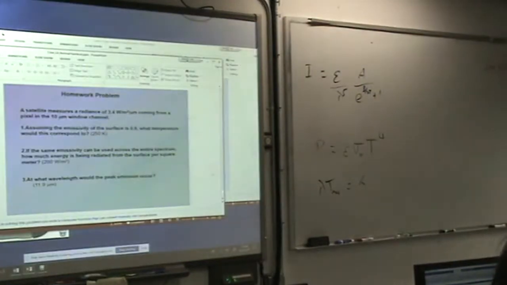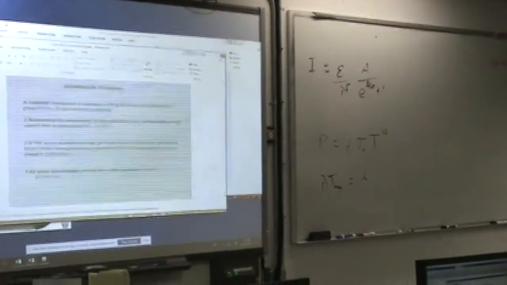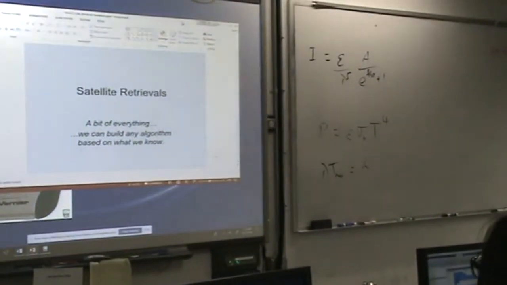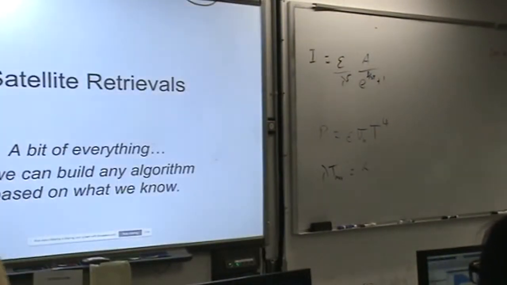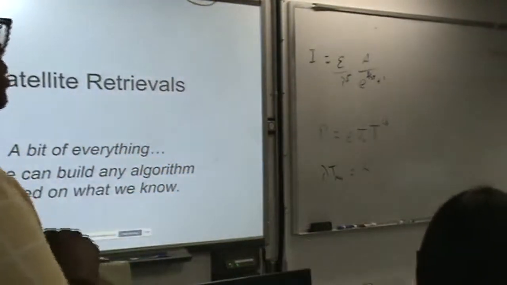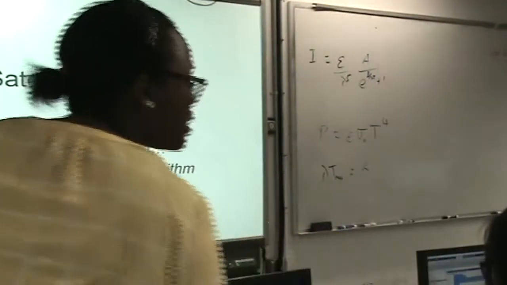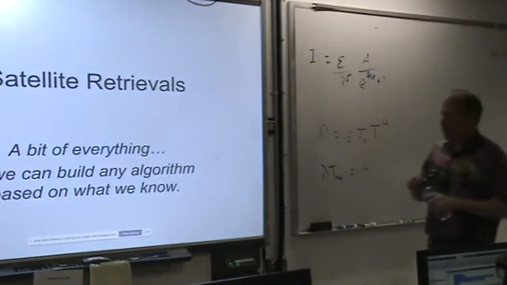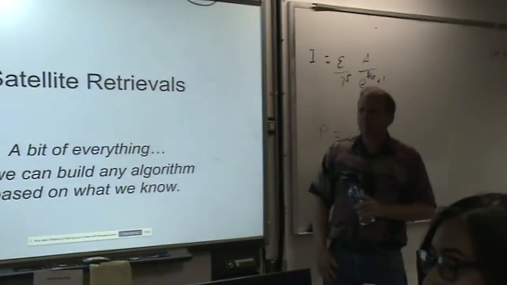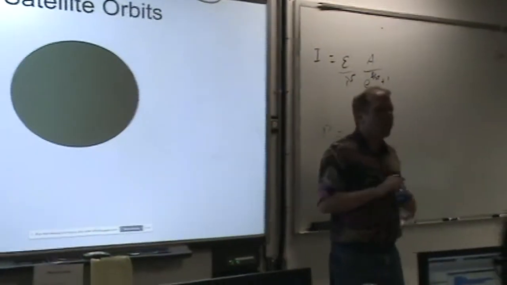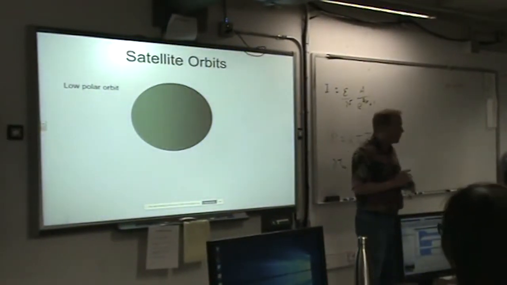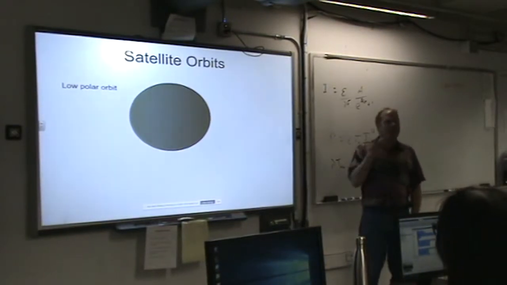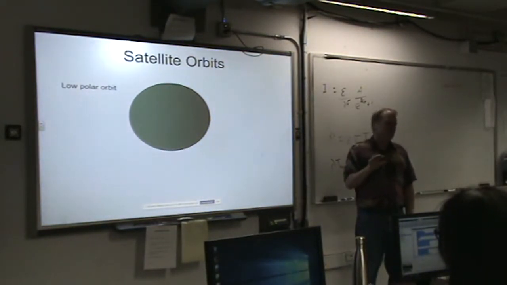So, in that case, we're going to move on to satellite retrieval. Everything I've been talking to you about leads up to this point. So we've been doing a bunch of theory here. But before we even start putting the theory into algorithms, let's talk about satellites themselves. Let's talk about these instruments. And these things have a couple of basic orbits that are used. You can do more orbits, but there's two main ones that are being used all the time.